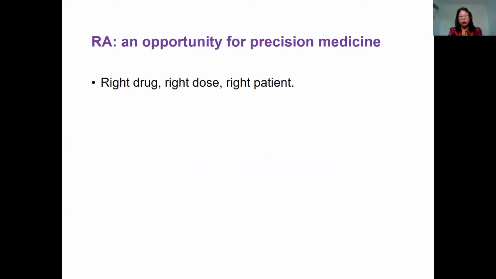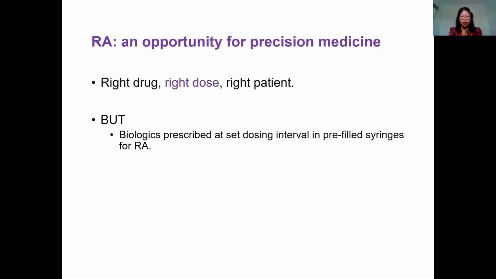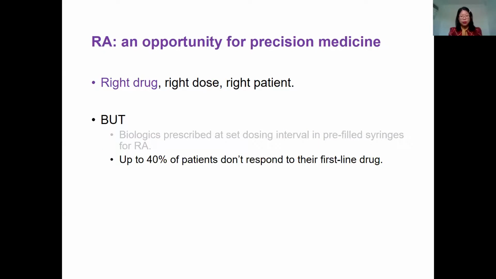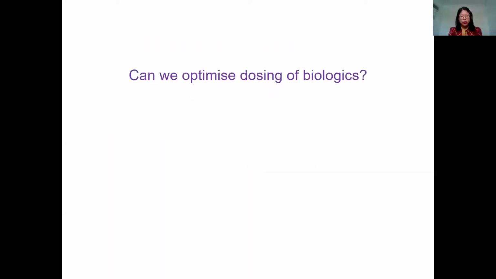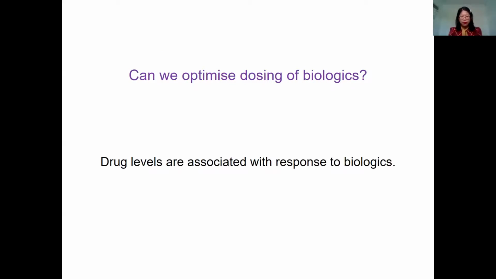RA does provide an opportunity for precision medicine, so that's the prescription of the right drug at the right dose in the right patient. But in RA, biologics are prescribed at set dosing intervals in pre-filled syringes, and up to 40% of patients don't respond to their first-line drug. So can we optimize the dosing of these medications?